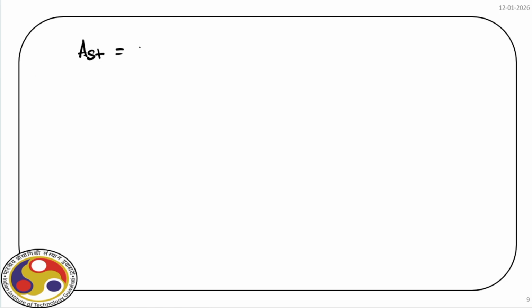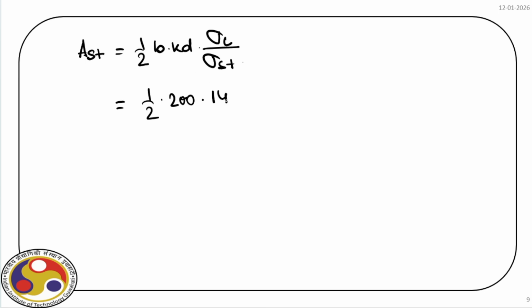AST is half B times KD times sigma c divided by sigma st. So now we know everything. We have half B is 200, times KD is equal to n. We know n, that is 142.37, times sigma c is 9.18, divided by 140, which is equal to 933.54 millimeter square.